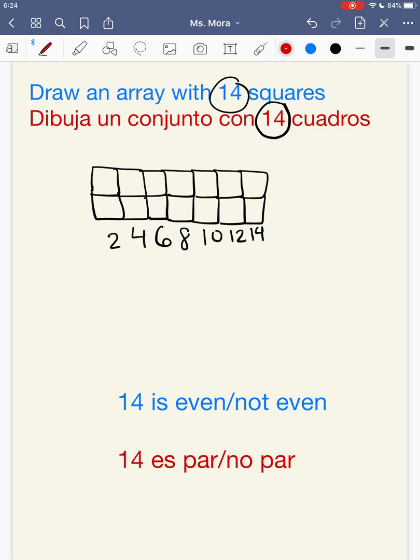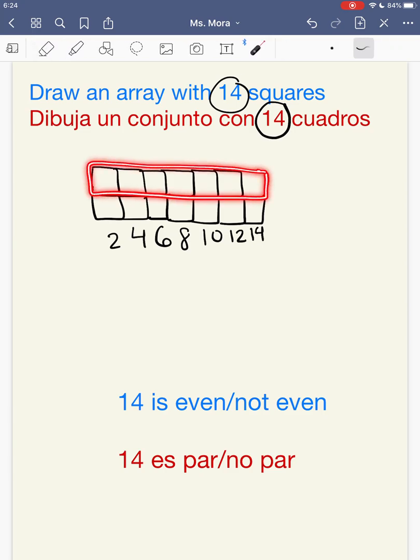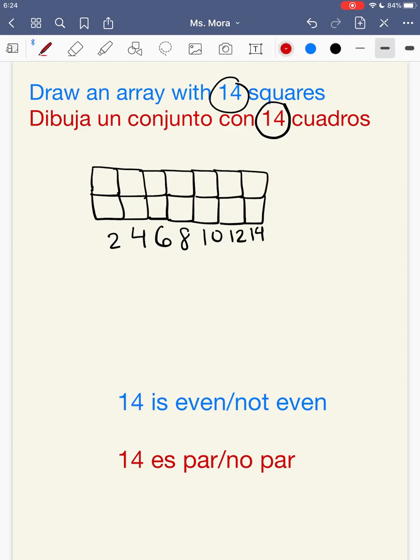So because my top row and my bottom row look exactly the same, right? There's 1, 2, 3, 4, 5, 6, 7 up top and 1, 2, 3, 4, 5, 6, 7 down below. That means they have equal groups. So 14 is even. Okay, make sure you circle even when you're doing your work later on.